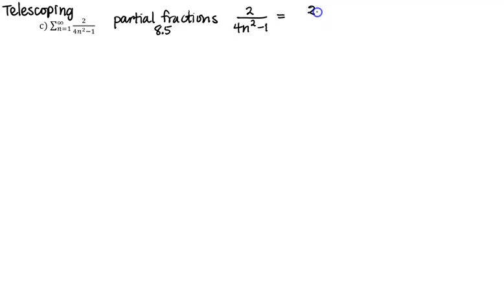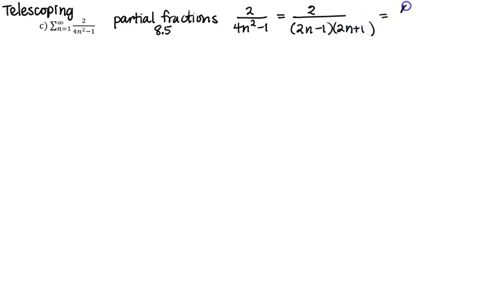Example 1c is also a telescoping series. It does not look like it right now, because first we need to take the expression that is on the inside of the sum and decompose it using partial fractions. So a quick refresher on partial fractions from, I believe, section 8.5. We start off with 2 over 4n squared minus 1. First step of partial fractions is to completely factor your denominator.